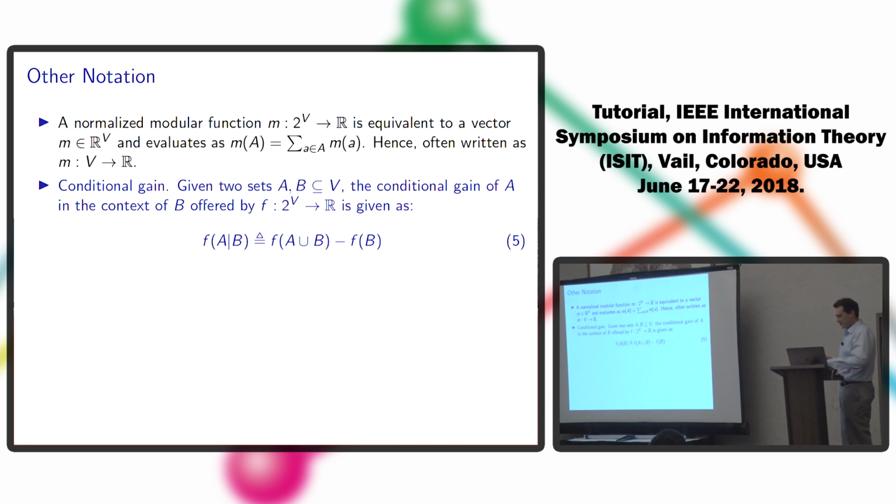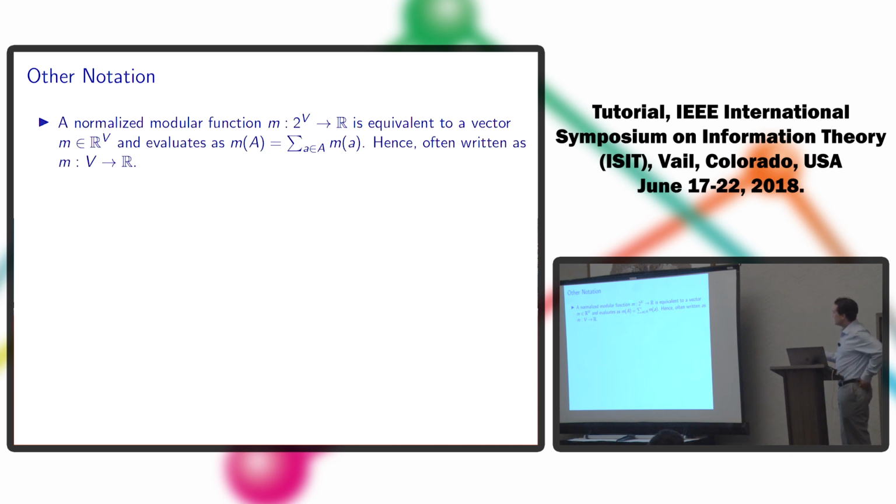A normalized modular function, as I just said, you can think of as a vector in V-dimensional space, where V is the original set, and you can think of the elements of V as naming the dimensionality of the vector. So R to the V really is R to the N. And each dimension has a name which corresponds to one of the elements in the set. And then you can also evaluate a modular function. So any set A evaluated according to the modular function is just basically the sum of the individual entities.